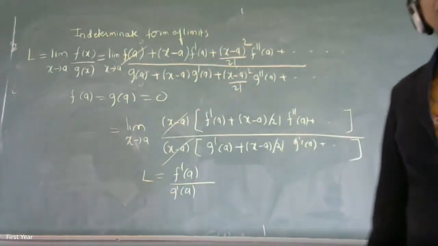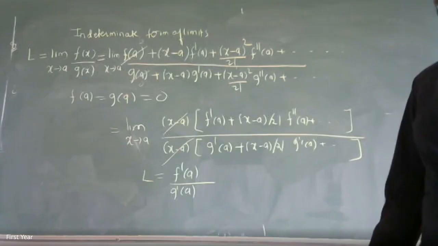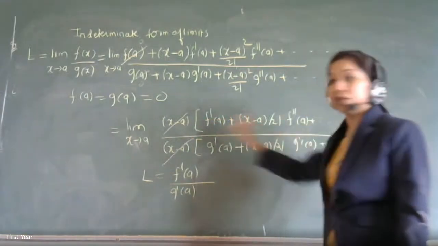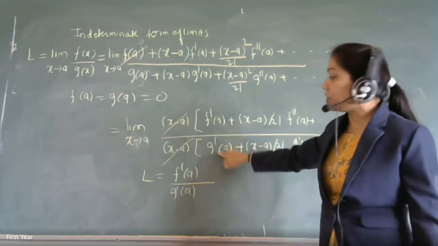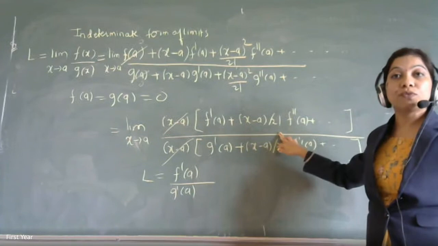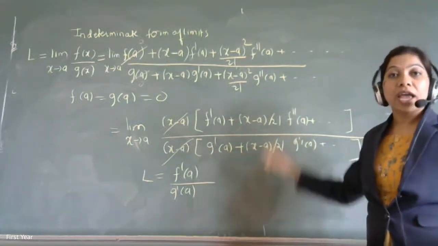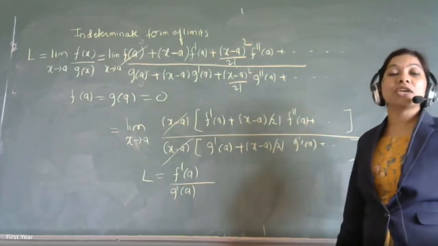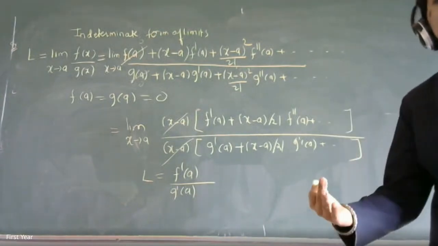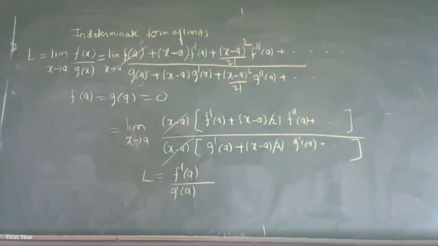Clear, everyone? Very good. Now if f dash and g dash again become 0, after cancelling, this is left. Now again suppose f dash and g dash are 0, what will happen? From the second term onwards, we can again take x minus a by 2 factorial common, so that will cancel. Only f double dash upon g double dash will remain, and in the terms after that x minus a will remain. So again when I put x is equal to a, all those terms will become 0. I'll get the answer as f double dash of a upon g double dash of a.